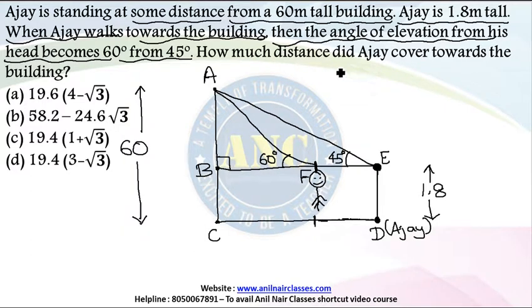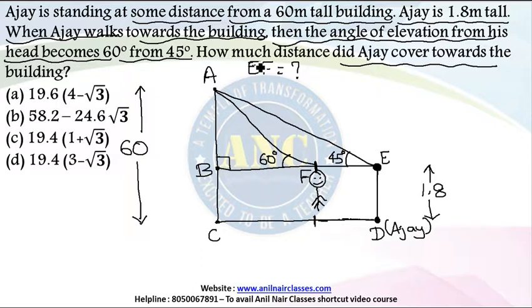Next, how much distance did Ajay cover towards the building? This EF value is what they are very much interested in finding in this question. Find the value of EF, the distance travelled from E to F. Please tell me the distance, beta, is the question.